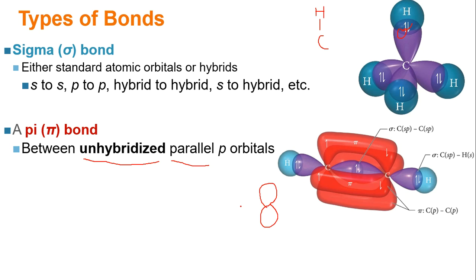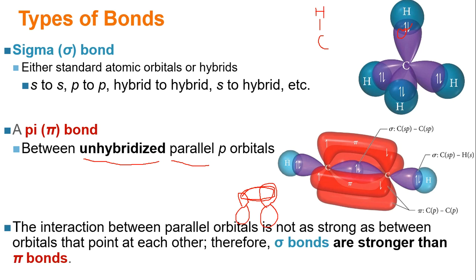And again, I'm without my pen right now, so please forgive me for the mess. Good enough. All right. So see how these are parallel to one another? A pi bond would be this guy reaching over to this guy, and that would be a pi bond right there. Okay. The interaction between parallel orbitals is not as strong as between these head-on hybrid orbitals or hybrid s orbitals. So sigma bonds or single bonds are stronger than pi bonds.